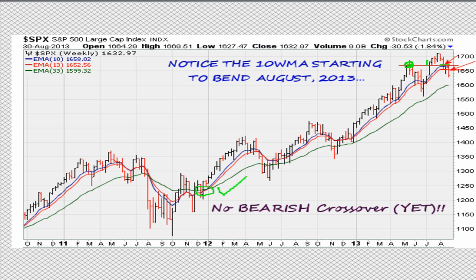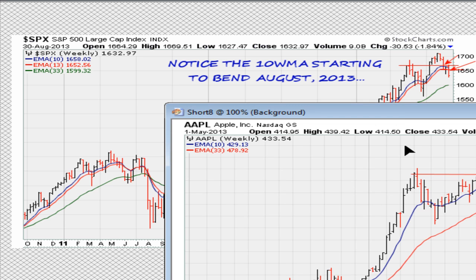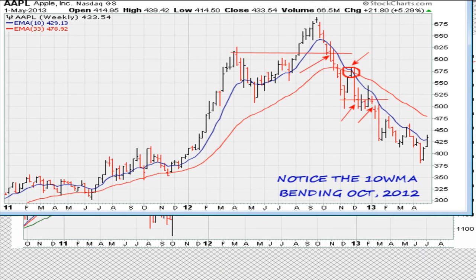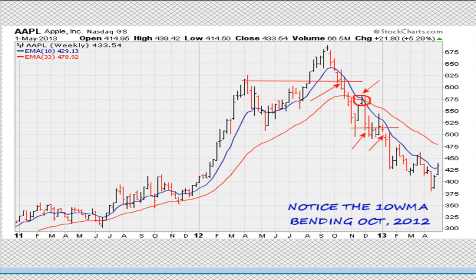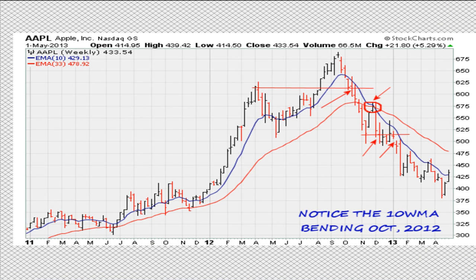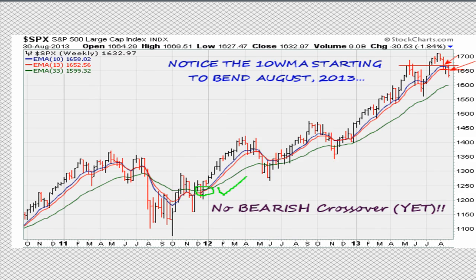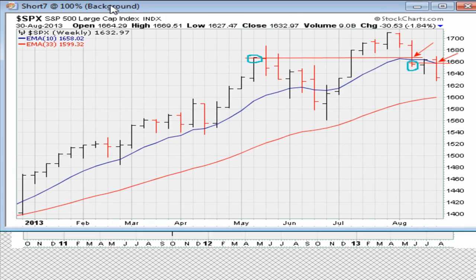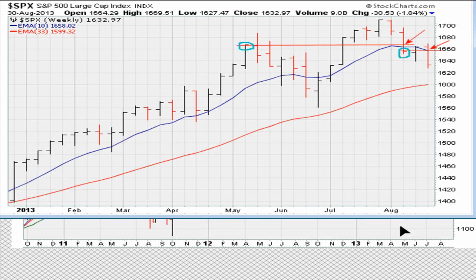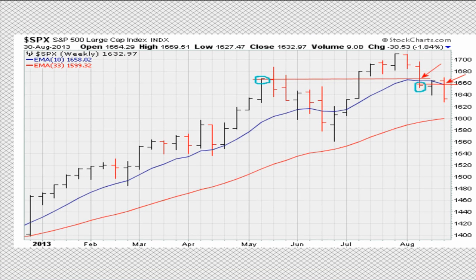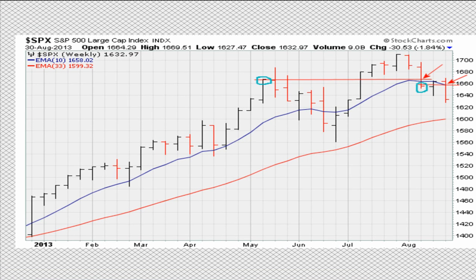And also, let me show you the next chart. This is the current chart for the S&P 500. So it does have, this is Apple. Oops, sorry. And I promise the video is just about to conclude.